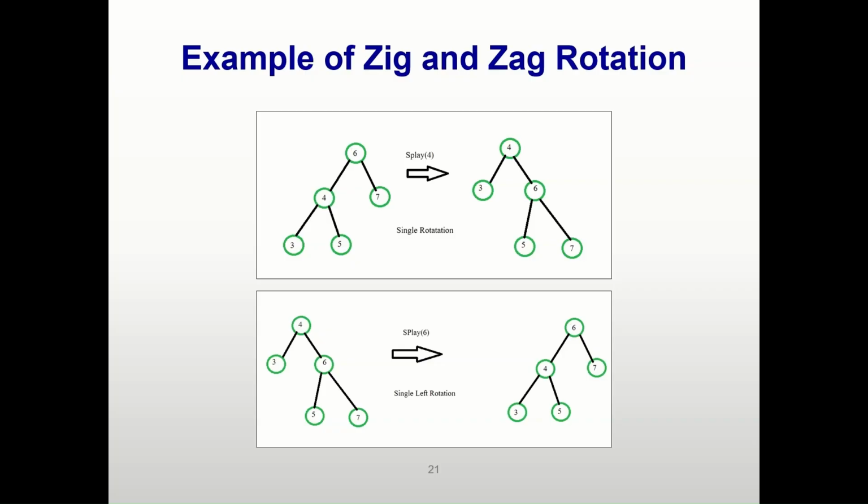Here we see how to rotate the tree. This is an example of zig and zag rotation, where zig rotation rotates the whole tree one unit to the left, and here the tree is rotated one unit to the right.